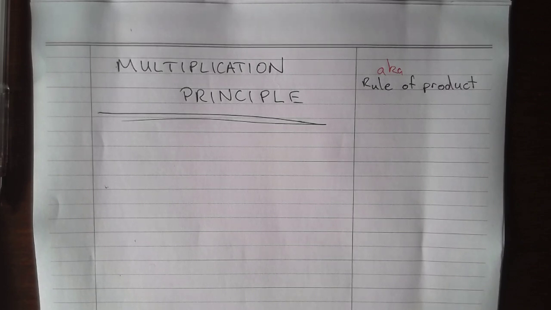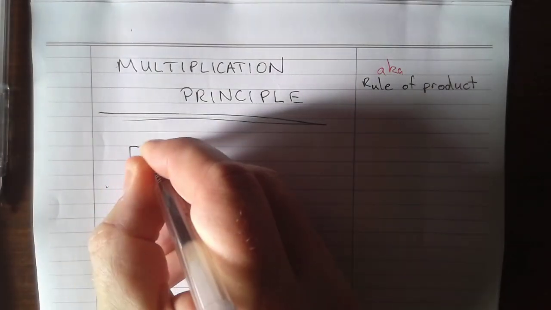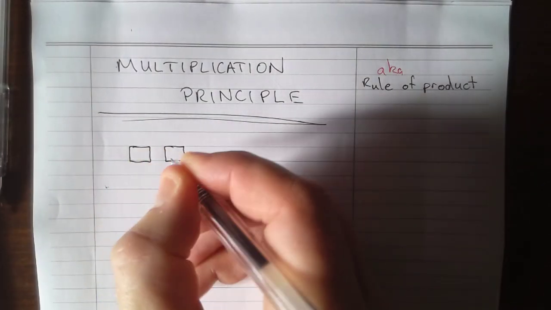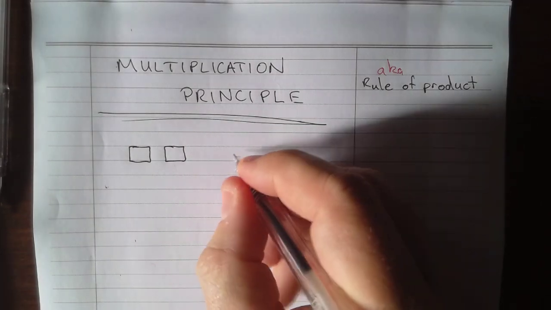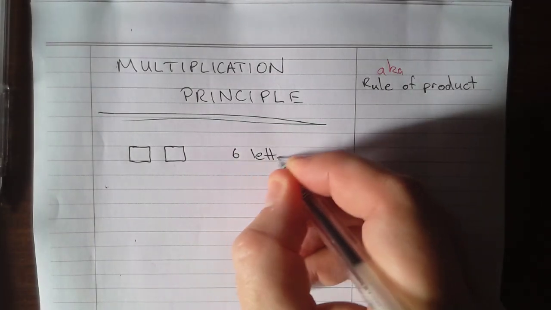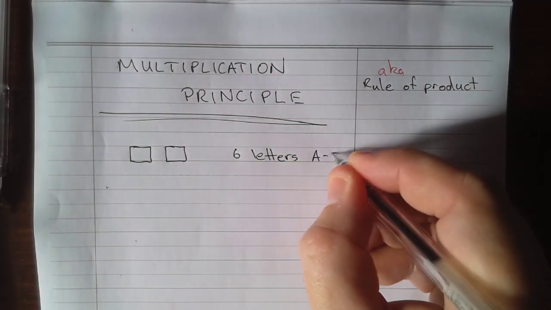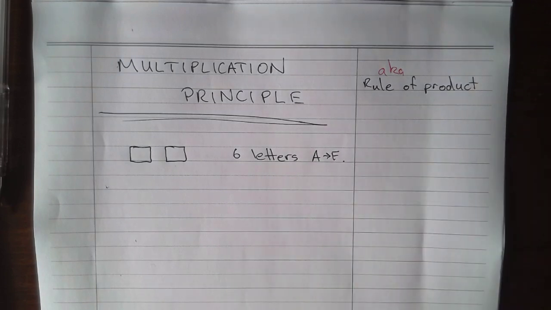for you. So what we're going to do is I'm going to start off with a problem where I'm going to try to fill these two boxes. And I'm going to fill them with one of 6 letters, let's say A through F. Okay, and we can repeat, doesn't matter. So we could have AA, AB, AC, and so on. BA, BB, BC, all the way through to F.